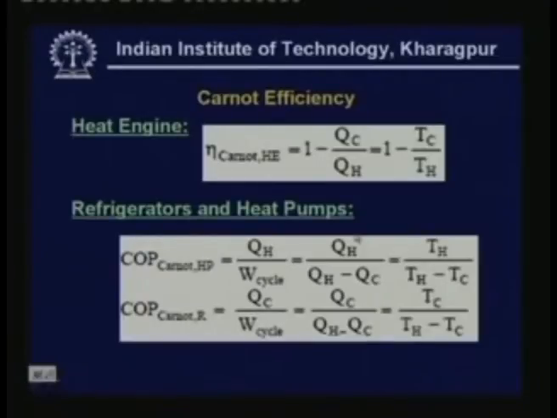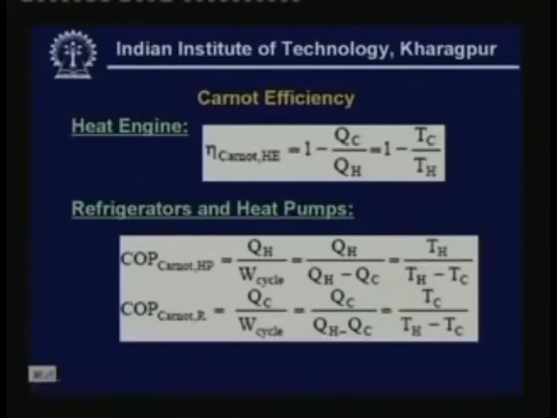Now let us see what is the consequence of Carnot efficiency. For a heat engine, the Carnot efficiency is the maximum possible efficiency. That means the efficiency of a reversible heat engine operating between two temperature reservoirs is given by the Carnot efficiency, η_Carnot, and this is equal to 1 minus Tc by Th, where Tc is the low temperature heat sink temperature and Th is the heat source temperature. That means the maximum possible efficiency of a heat engine operating between a heat source at temperature Th and a heat sink at temperature Tc is given by 1 minus Tc by Th.